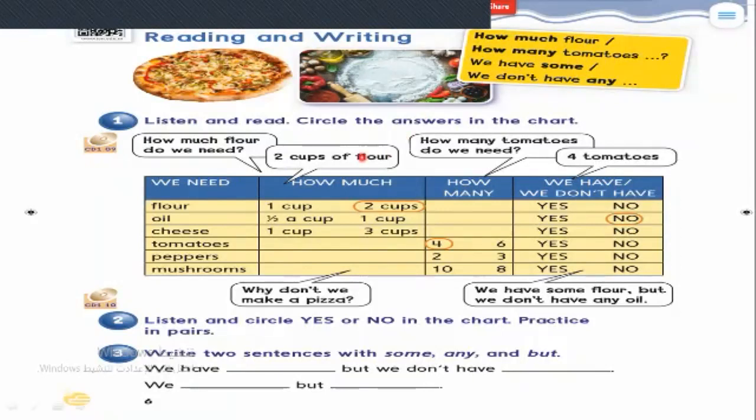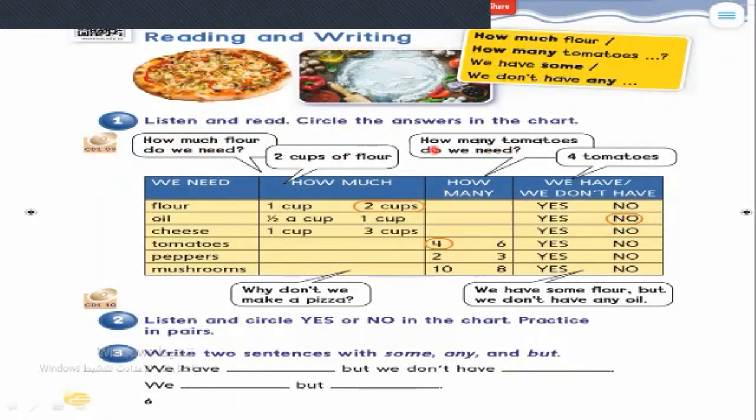So now we have here, how much flour do you need? Okay, how much flour do we need? Okay, so 2 cups of flour. So for asking about flour, we're going to use how much. But if we ask about something countable like tomatoes, we're going to use how many.